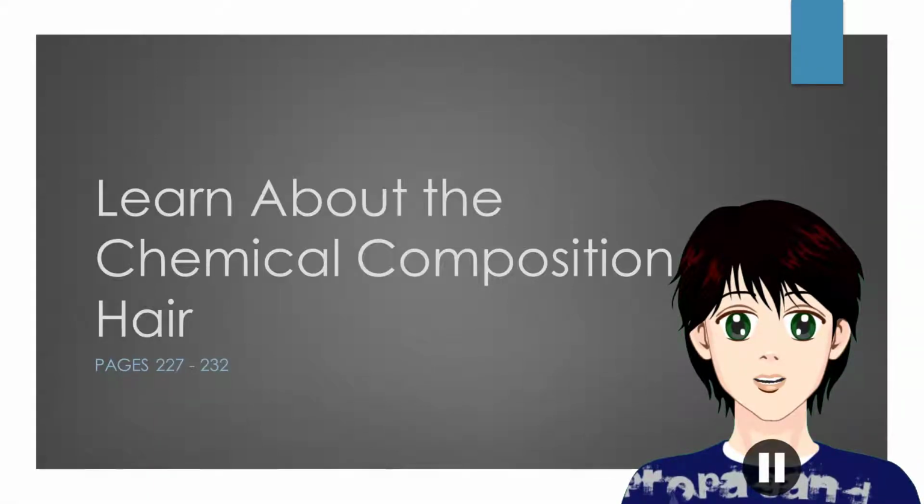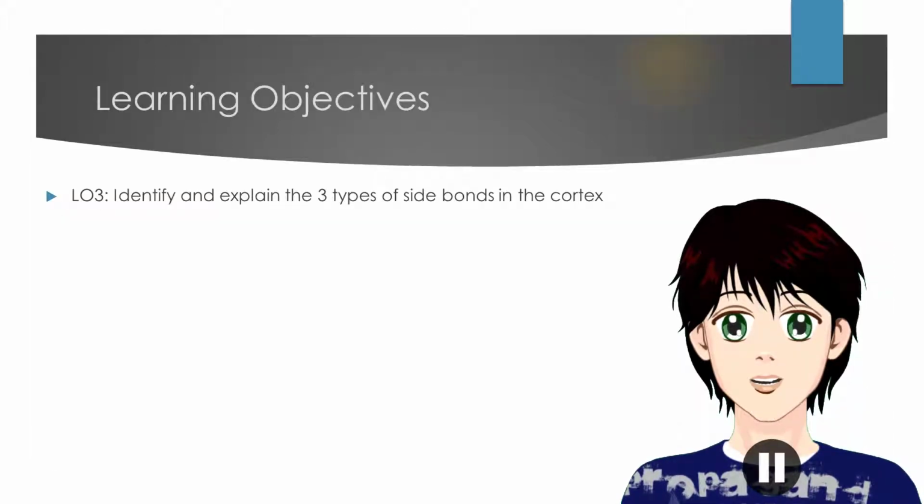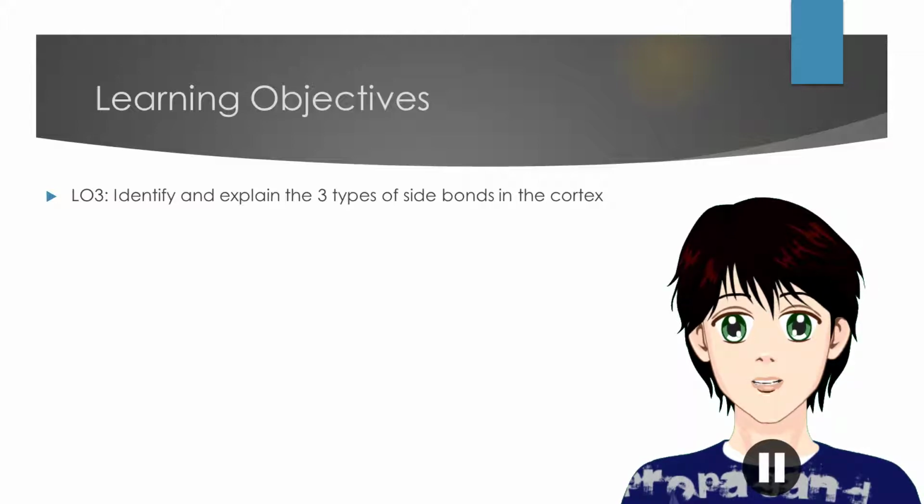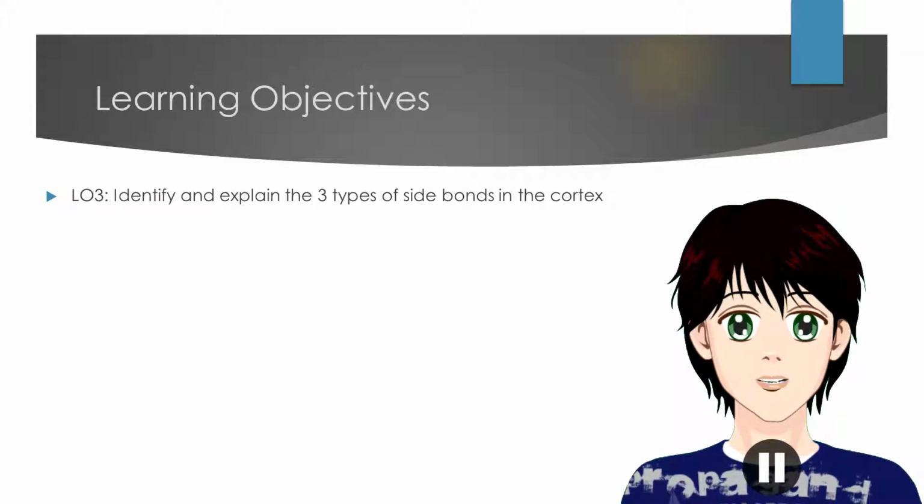To further understand how and why hair grows, we need to understand the chemical composition of the hair. Our learning objective for this lesson is to identify and explain the 3 types of side bonds in the cortex.